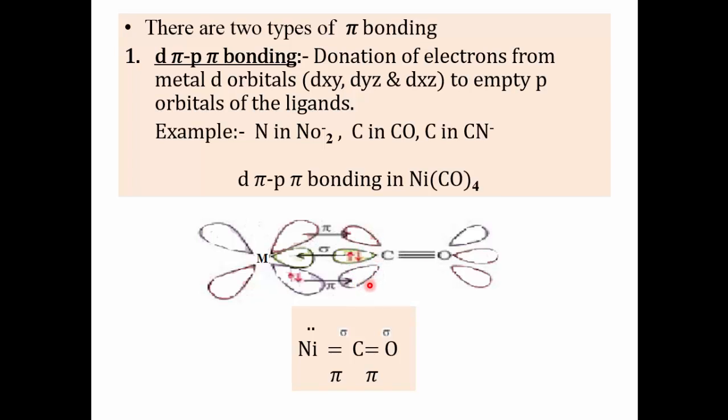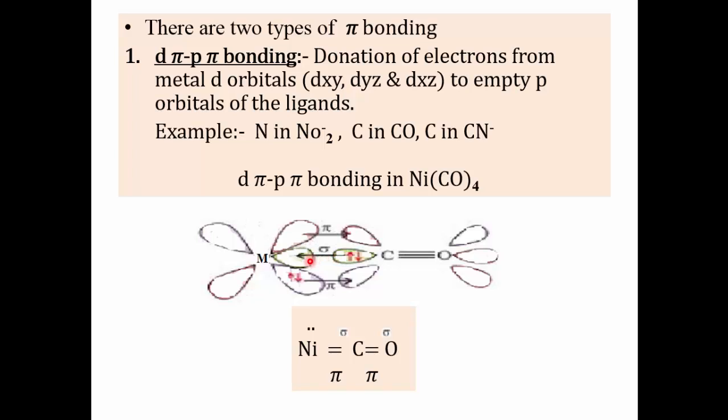This p orbital is empty. This is regular formation of a sigma bond. That means carbonyl acts as a ligand. Carbonyl's filled orbital overlaps with empty orbital of metal. There is formation of sigma bond.